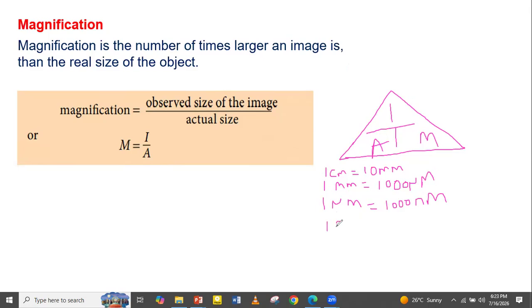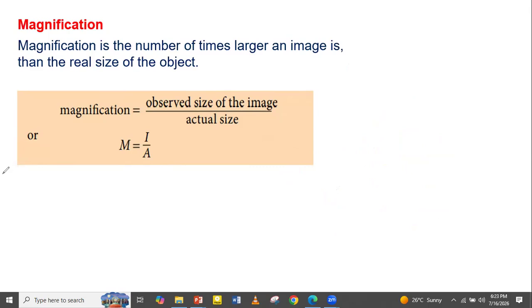So 1 centimeter contains 10,000 micrometers. So note these down. We are going to use them as we carry out these calculations. So let's look at the first example of where these calculations are going to be needed.